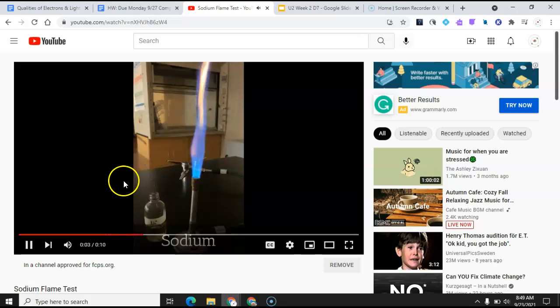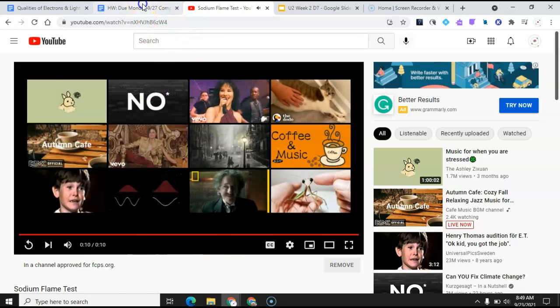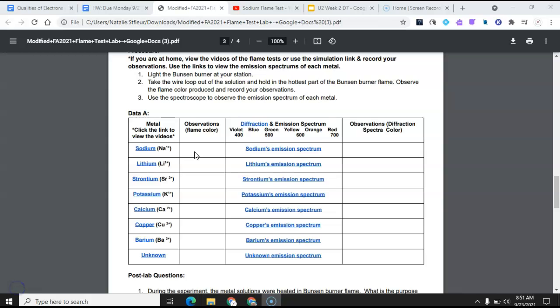It will take you to a video, you watch the video, and then you write down the color of the flame. This one is for sodium, and you see the color of the flame looks like yellow-orange. So for sodium, you would write down the color of the flame, again yellow or orange, whatever color you saw.